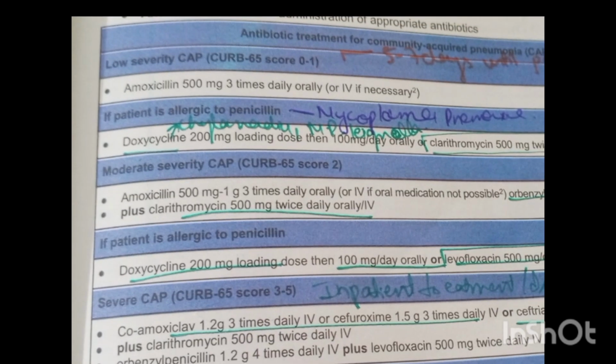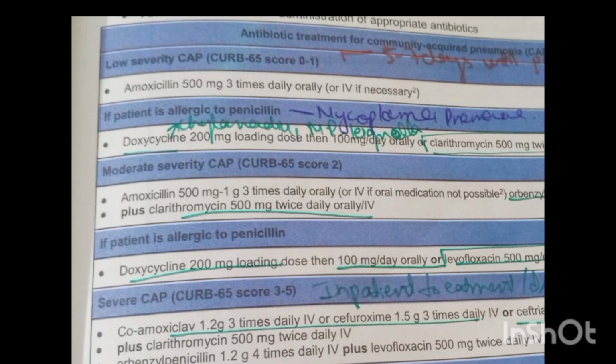I'll tell you the shortcut to remember it. In both the low severity and moderate severity, we give amoxicillin. In moderate severity, in addition to amoxicillin, we add clarithromycin and benzyl penicillin. In allergy condition, if we can't give amoxicillin, then we give doxycycline. In moderate severity, we give levofloxacin or a loading dose of doxycycline in addition to the doxycycline.